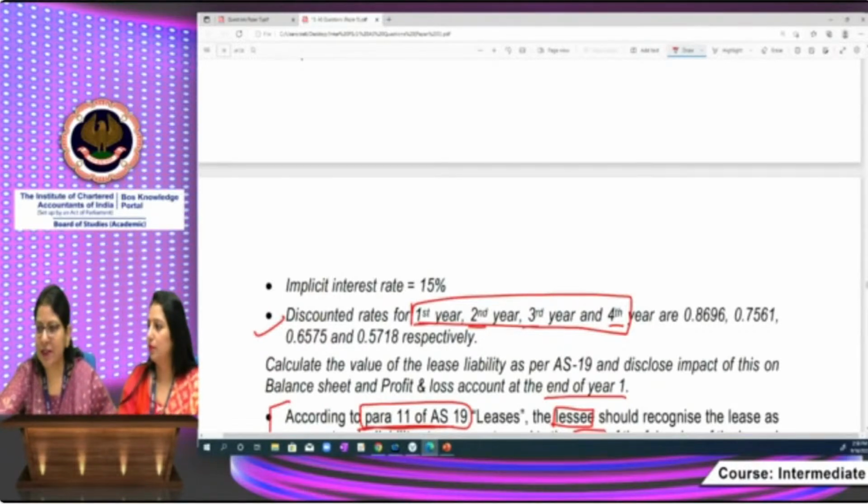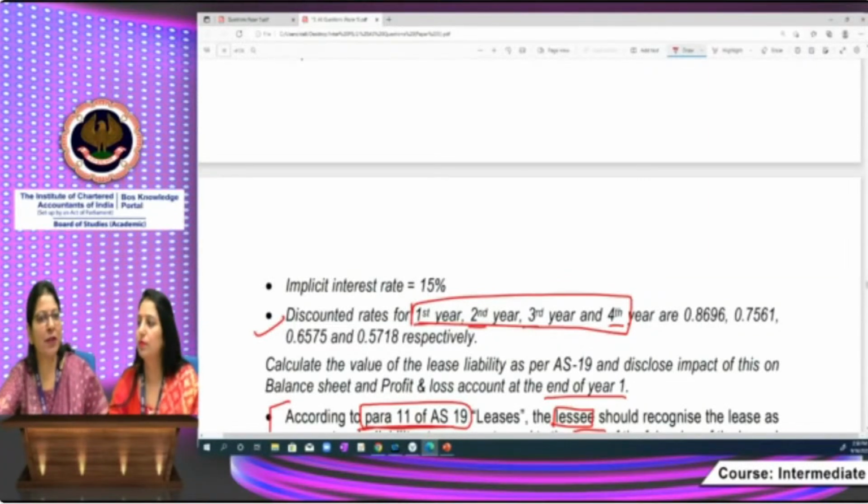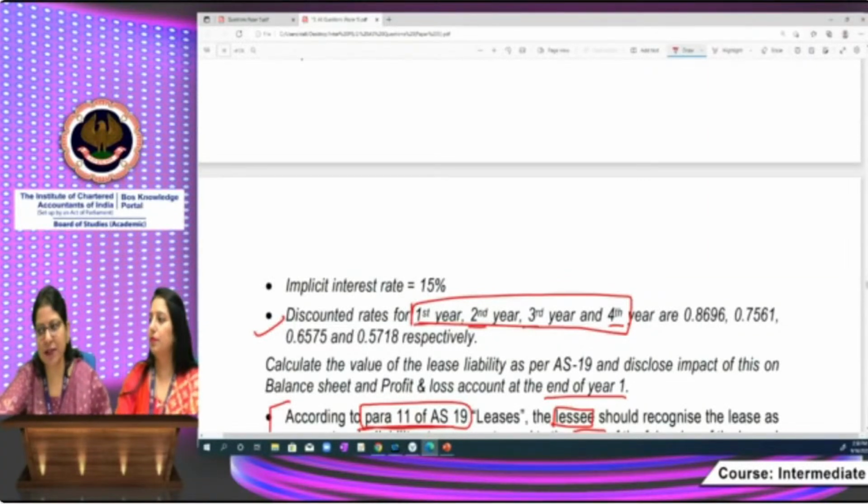Hiral is asking, is any percentage provided by the accounting standard for major part and for present value? No percentage is described by AS 19, but we have to apply our judgmental skills and decide what is actually substantial. So maybe 90 or 95% is substantial, which we can consider, but we have to apply our judgmental skills. As such, no percentage is prescribed.